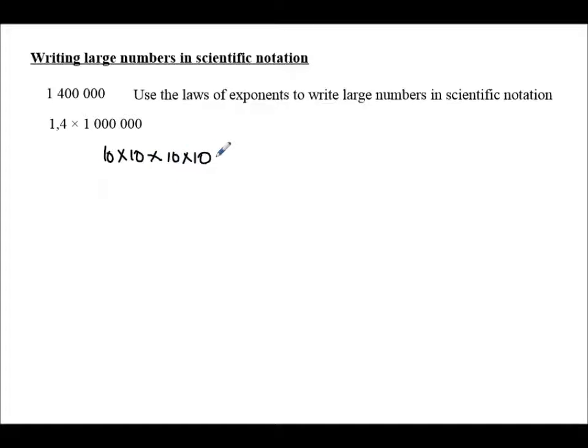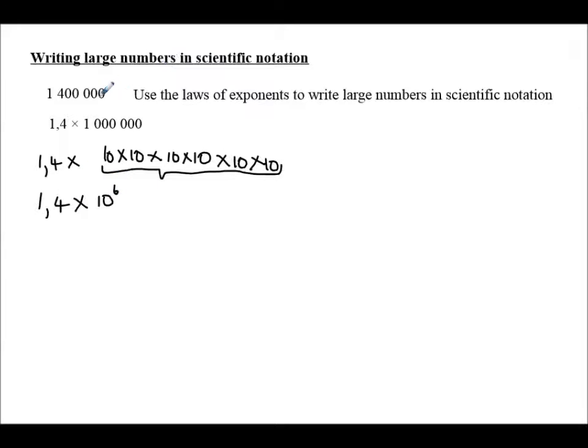1, 2, 3, 4, 5, 6. So this is 1,4 multiplied by 6 tens multiplied together. So if we write this in scientific notation, it will be 1,4 multiplied by 10 to the power of 6. There were 6 zeros there, so therefore you have 10 to the power of 6.